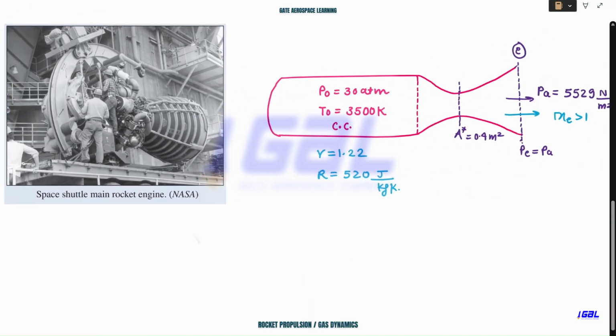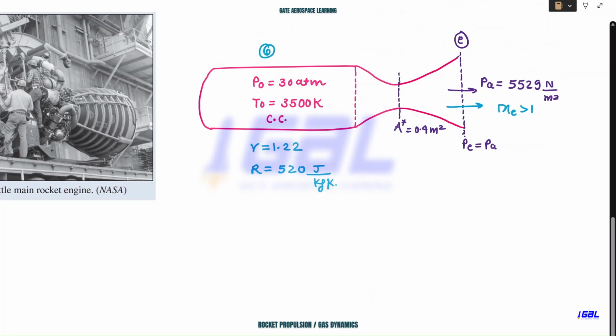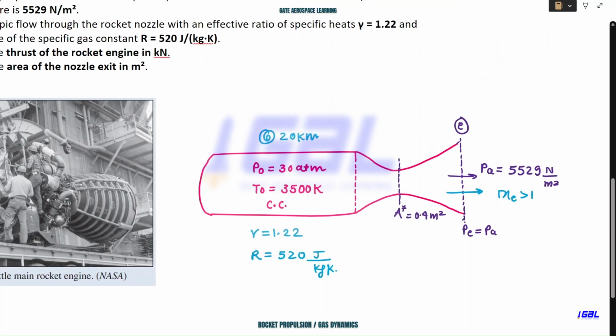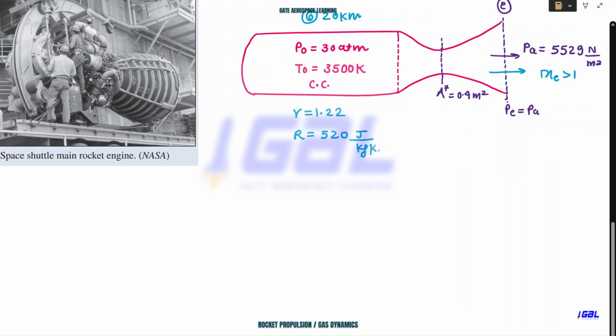So I should start solving this question. This is the flow situation, guys, and this is operating at a 20-kilometer altitude. The important thing is that they have already given the statement to assume isentropic flow through the nozzle, the rocket engine nozzle. So we should use this in our solution simplification.